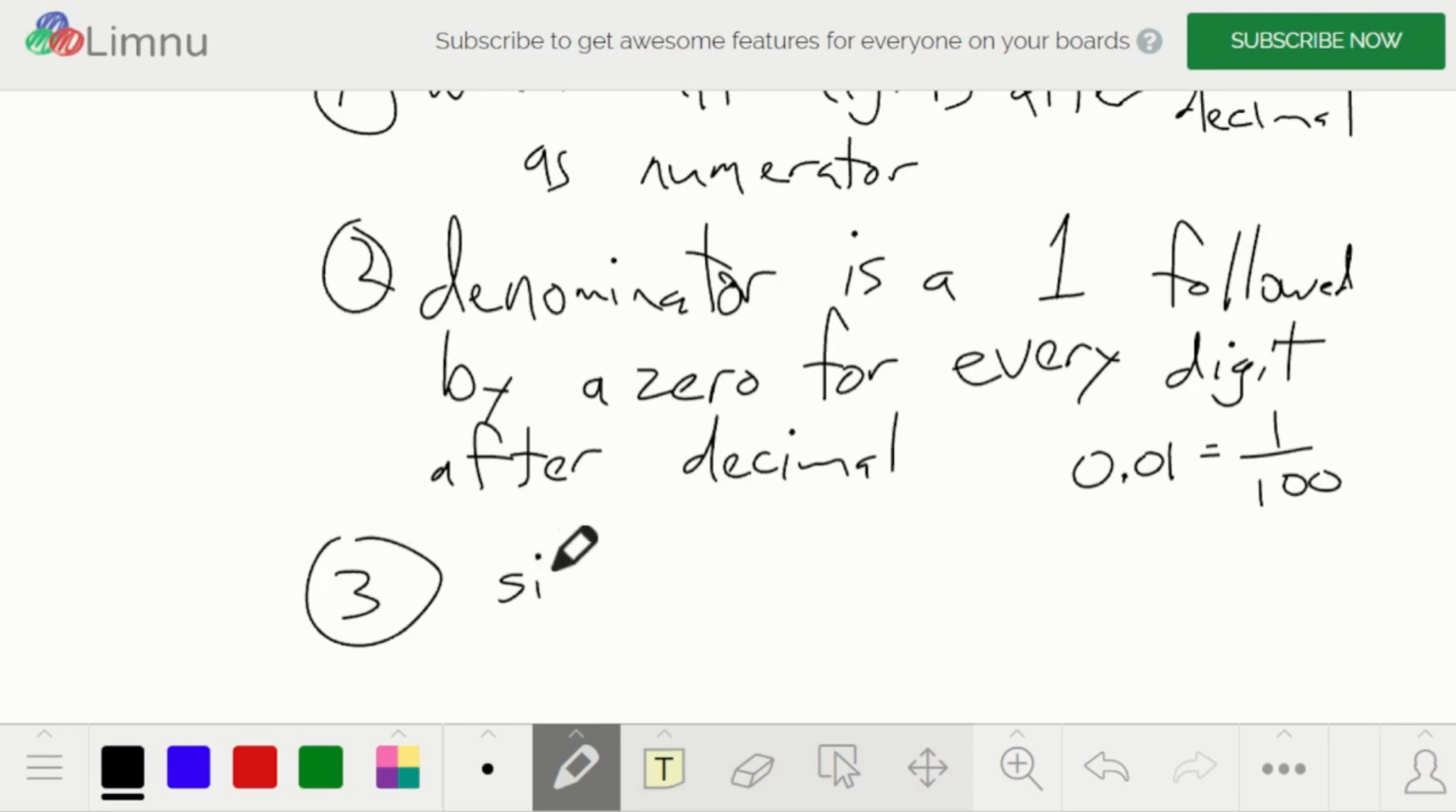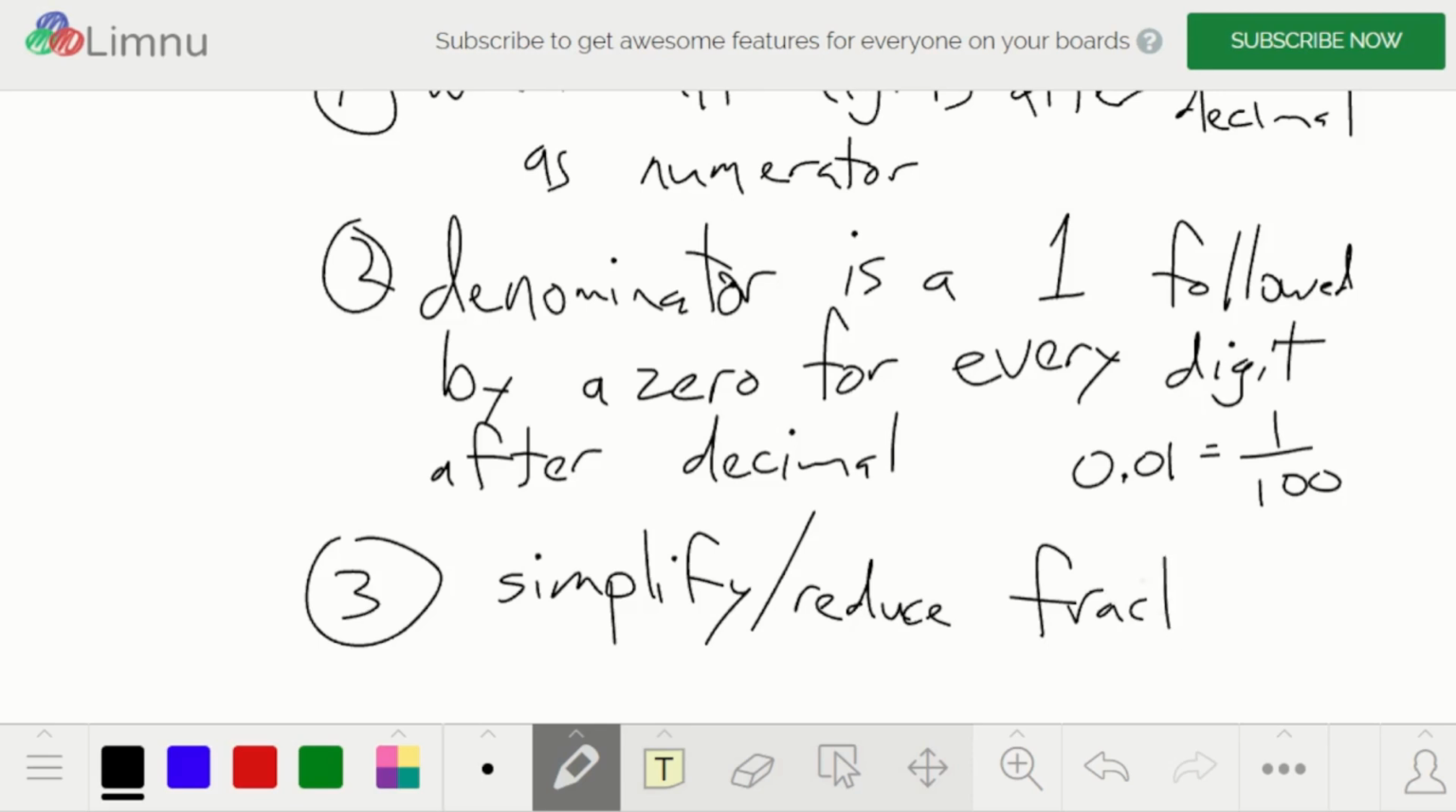And then your final step is to simplify or reduce the fraction. Terminology depends on your region. So this third step will be the same for all three, whether they are immediately repeating, not immediately repeating, or terminating decimals. But this is how we convert the terminating decimals.